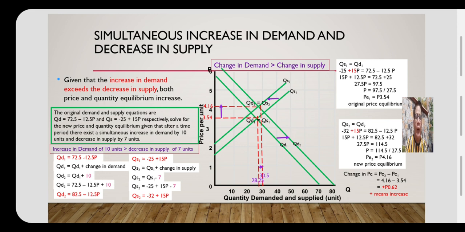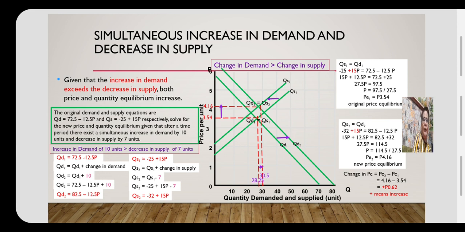So we can now have the equation QS sub 2 is equal to QS sub 1 minus 7. And therefore, negative 25 plus 15p, which is the QS sub 1, minus 7, if simplified, will equal negative 32 plus 15p. And this serves as the new supply equation. So the new supply equation now is QS sub 2 equals negative 32 plus 15p.